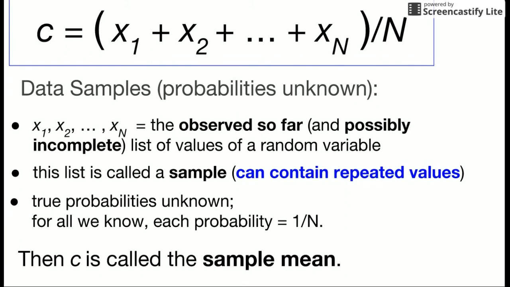Location C will tend to be close to the heavier loaded locations, or in the language of probability, the sample mean will tend to be close to the more probable values. As we sample more and more, the sample mean will approach the true mean. This statement is called the law of large numbers.